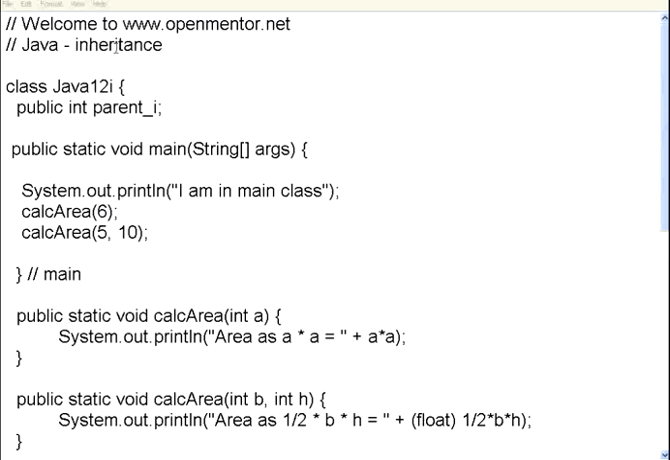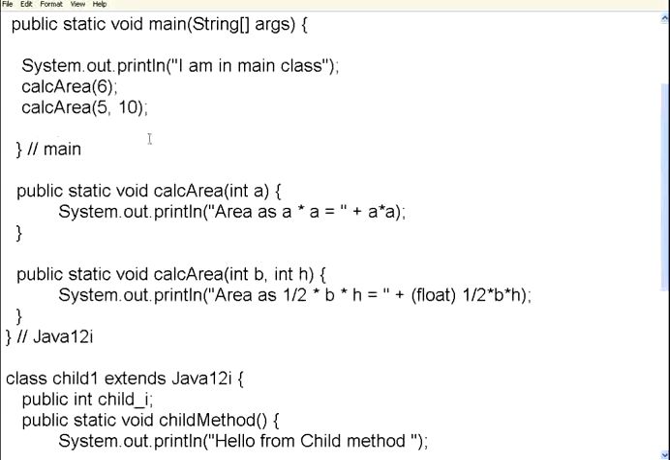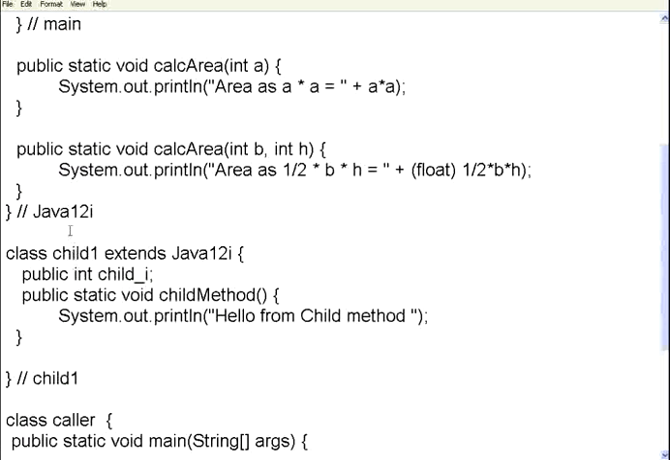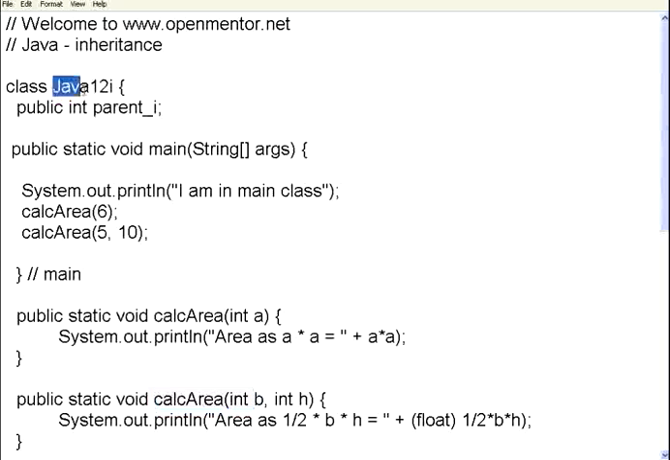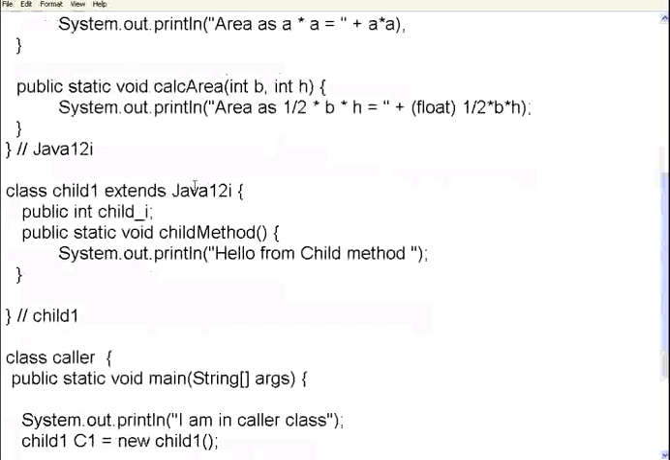Let us talk about inheritance now. I have a superclass, Java 12i. It has an attribute parent I. It has two methods, calculate area with one integer and calculate area with two integers. So there is a separate class called Java 12i with two methods.